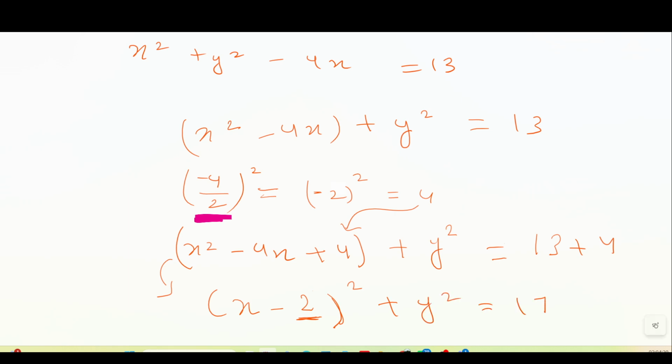Good. So what are the coordinates of the center? The center is 2, 0. Good. The radius is the square root of 17, right? Or would it just be 17? Square root of 17. Oh, okay.